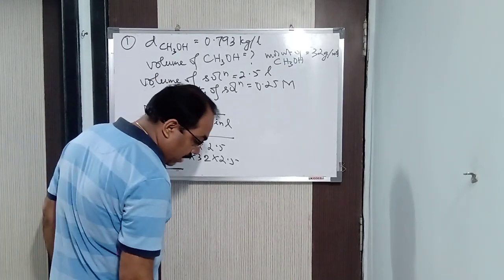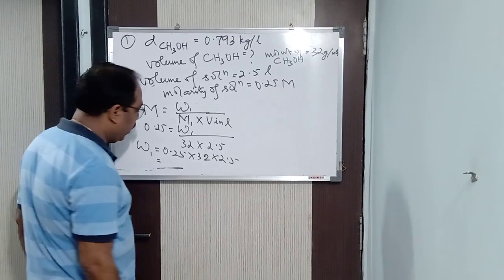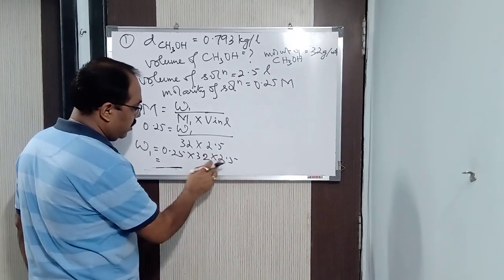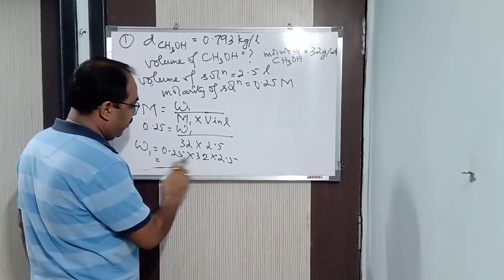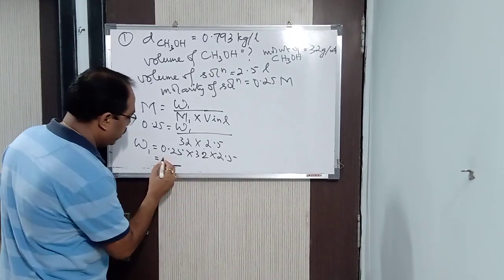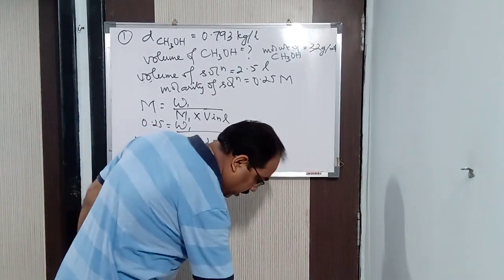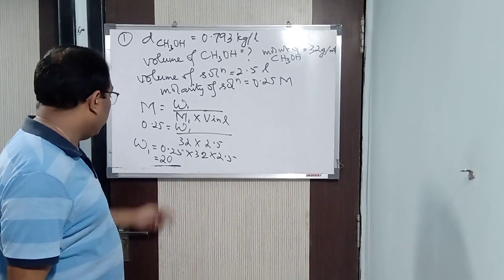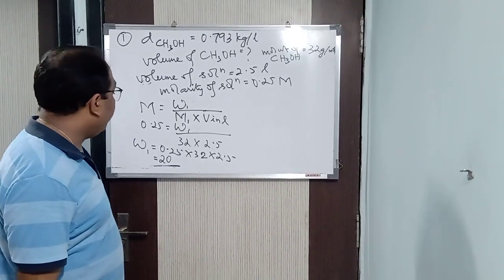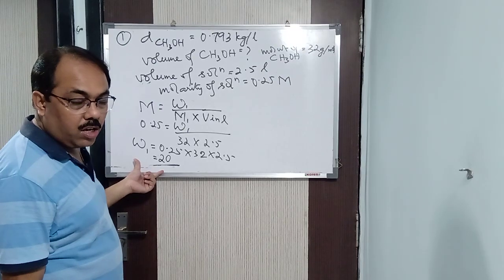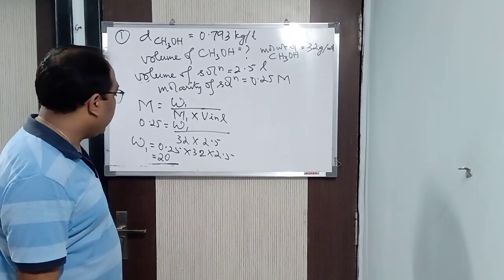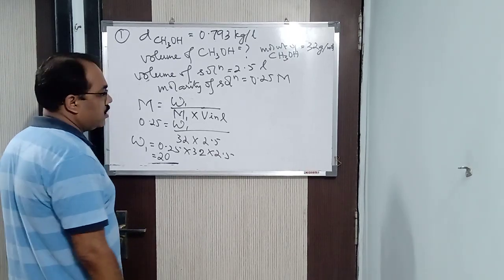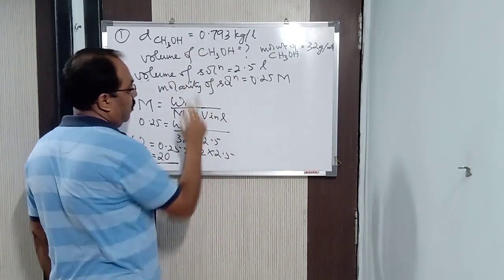So which comes to be 0.25 into 2.5 into 32, which comes to be 20. So now we got the weight of methanol. After getting the weight of methanol, what I will do is calculate the volume of the methanol. Now very simple.